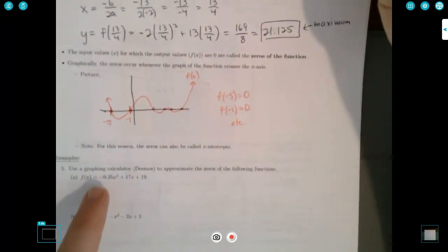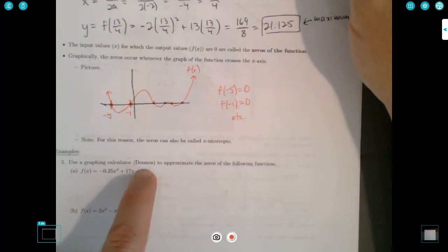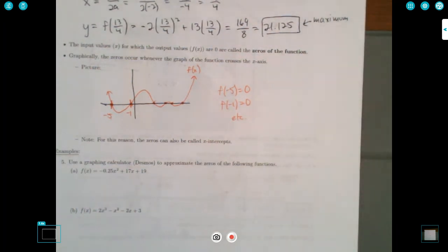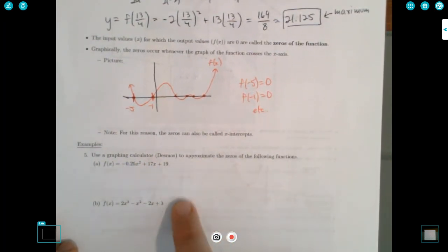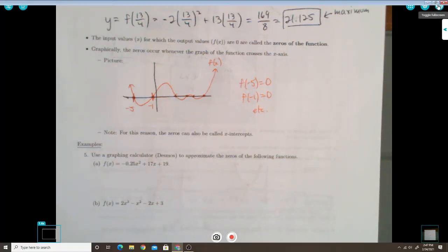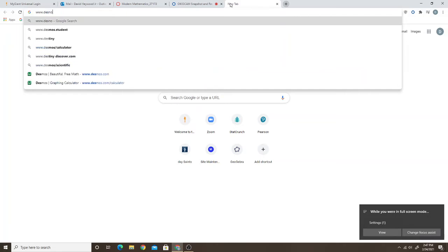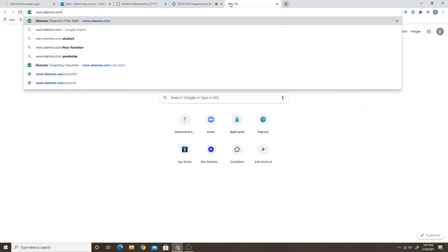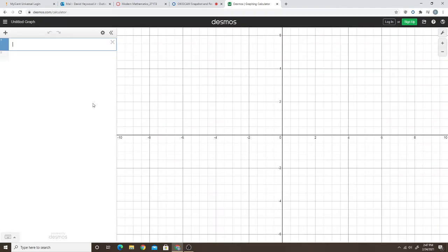So what I want to do is show you how to use a graphing calculator, and actually what I'm going to do is show you how to use Desmos, which is an online graphing calculator. It's really, really nice. But we're going to use Desmos to approximate the zeros of these two functions. Okay? So let me take you there. So for Desmos, you just go to your favorite web browser, type in www.desmos.com. Okay, and then you say graphing calculator, and it'll take you here.